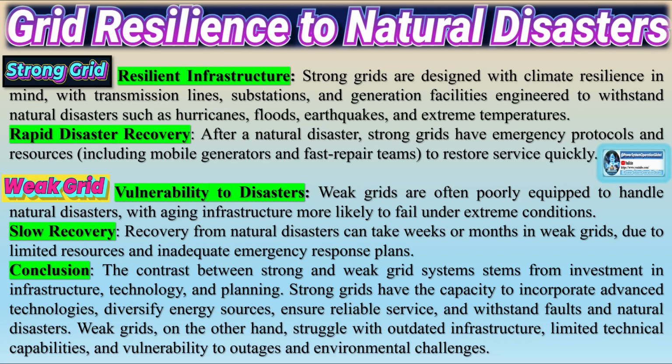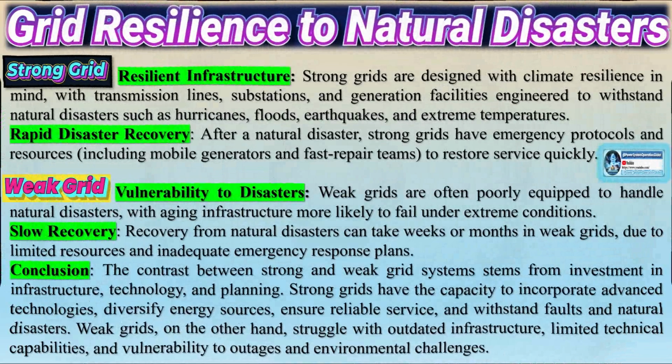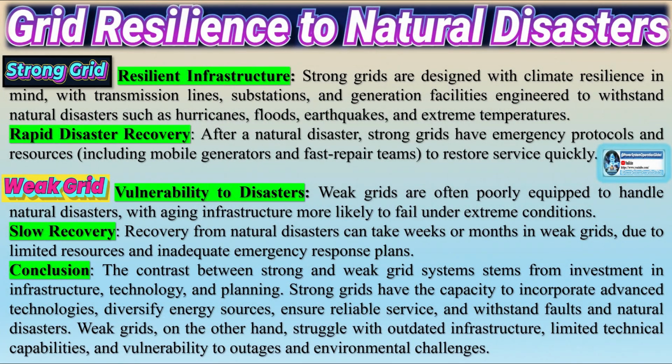Strong grids often have a diversified energy mix that includes a significant share of low-carbon energy sources like renewables, solar, wind, hydro, and nuclear. This helps reduce the carbon footprint of electricity generation. Strong grids promote energy efficiency through better transmission, demand-side management, and energy-saving technologies like smart meters and sensors. By efficiently integrating renewable energy sources into the grid, strong grids can reduce the dependence on fossil fuels, helping combat climate change and environmental degradation.